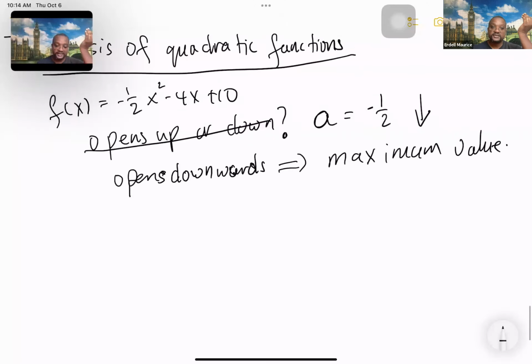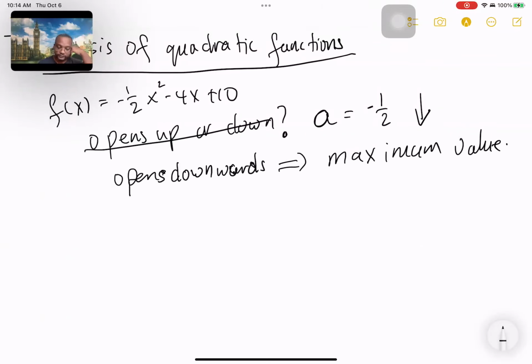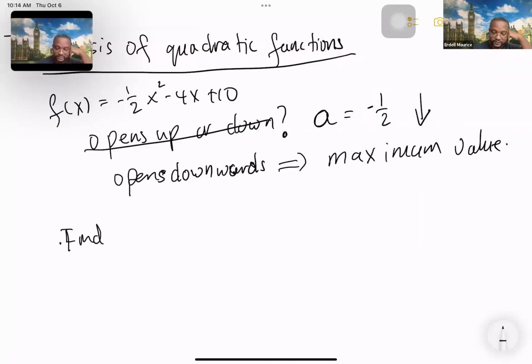The next thing they ask is for us to find the intercepts. Oh, intercepts aren't bad. So find the y-intercept. That means you have to plug in 0 for x.